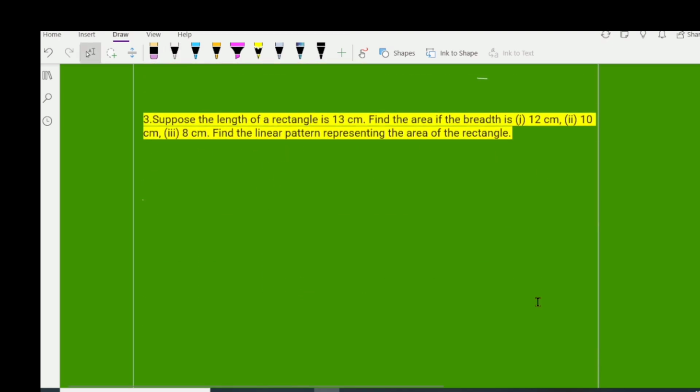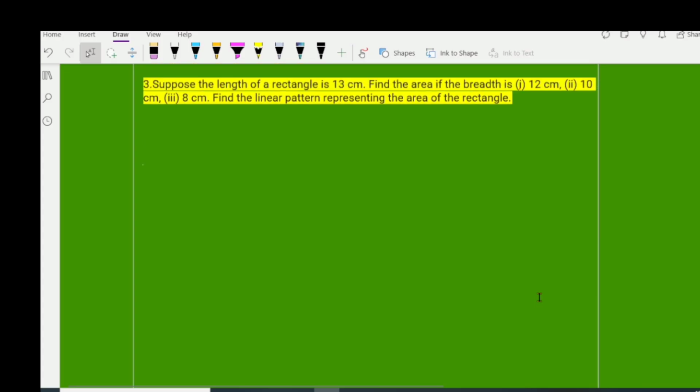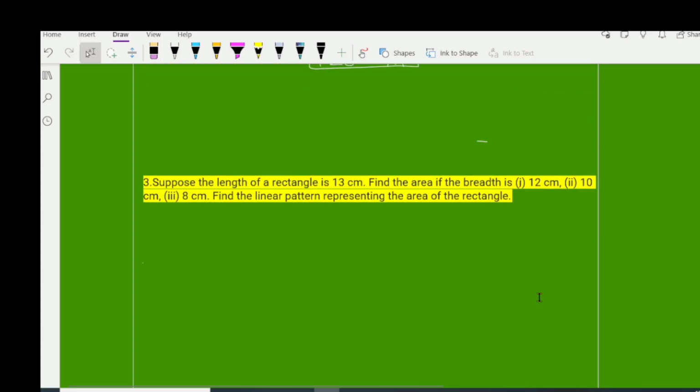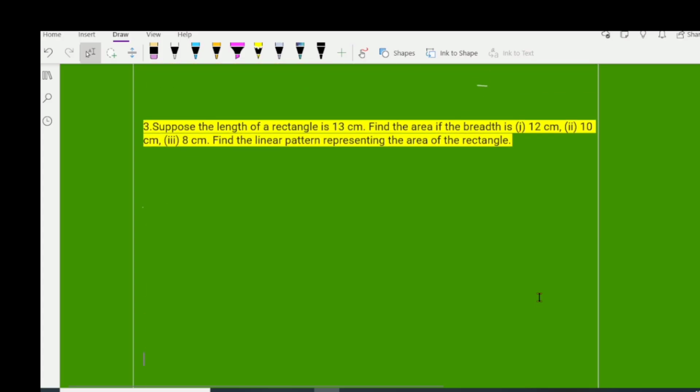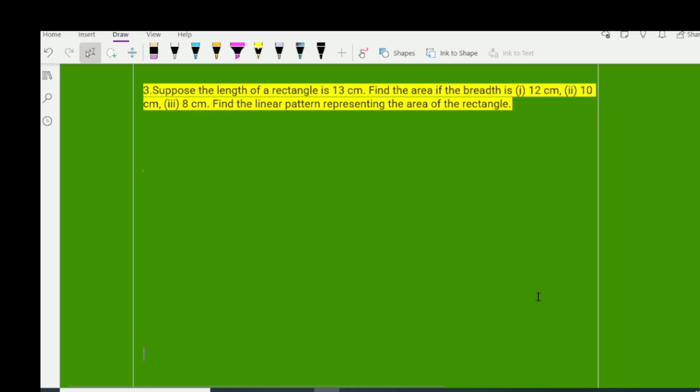Look at the next question. Suppose the length of the rectangle is 13 centimeter. Find the area if the breadth is 12 centimeter, 10 centimeter and 8 centimeter. Find linear pattern. Once again, they are asking you to find linear pattern representing the area of the rectangle.